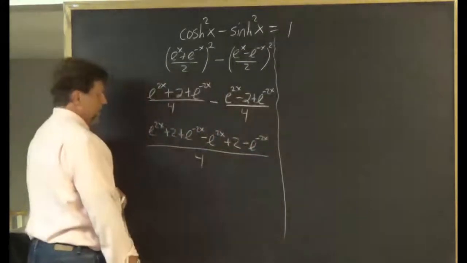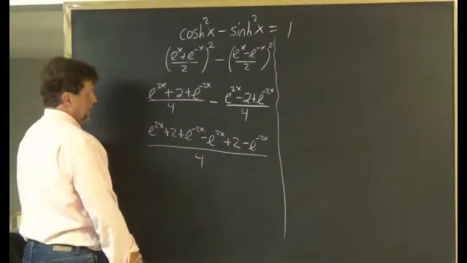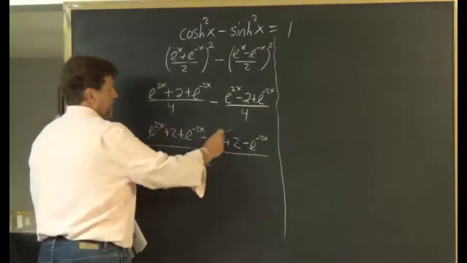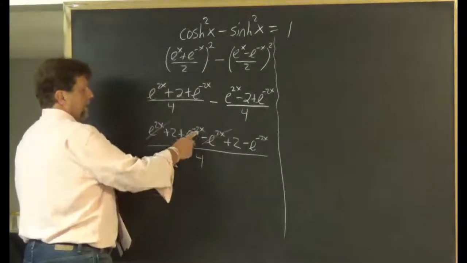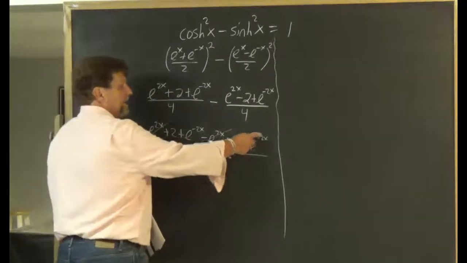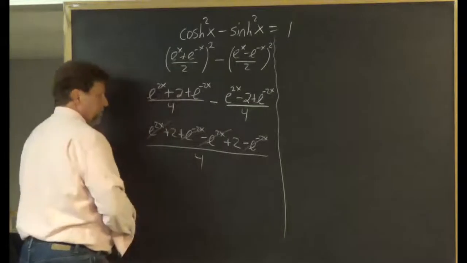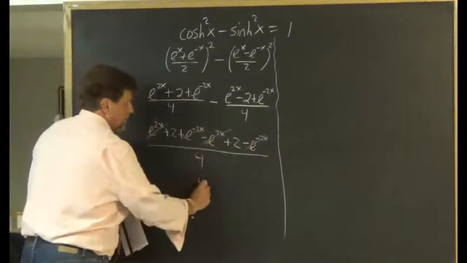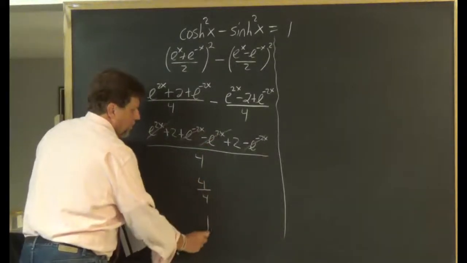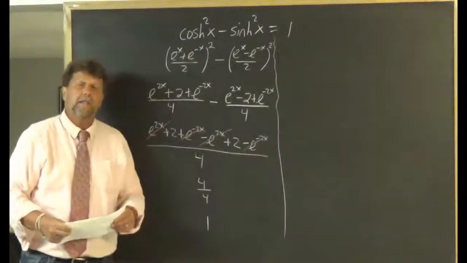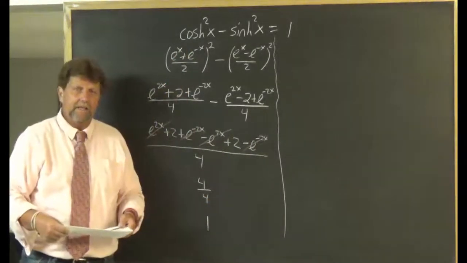And we have some stuff cancel out. We have an e to the 2x minus e to the 2x. We have an e to the negative 2x minus an e to the negative 2x. So all that's left in the numerator is 2 plus 2, which is 4. 4 over 4 is 1. That's the right side of the equation. We have verified this identity.